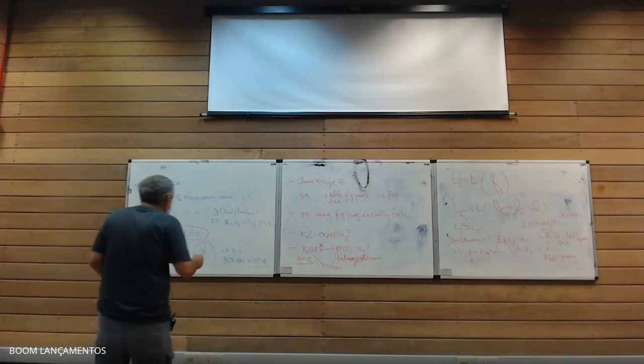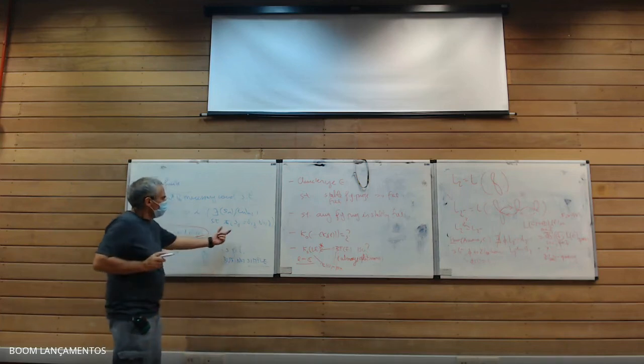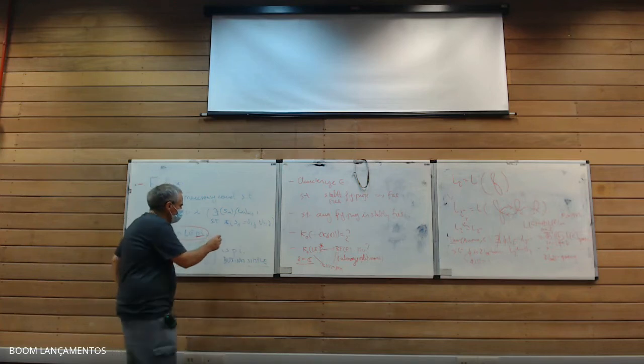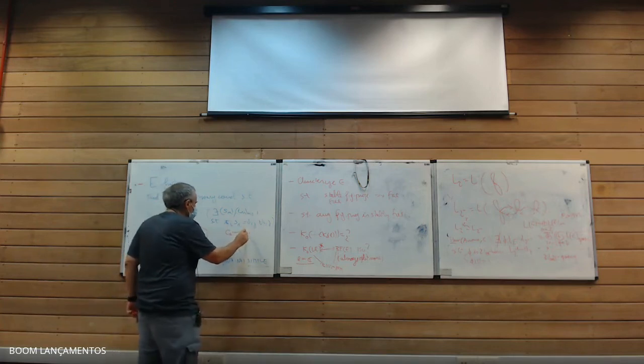So to be in PI, what it means is that there is a homomorphism from C infinity to R.